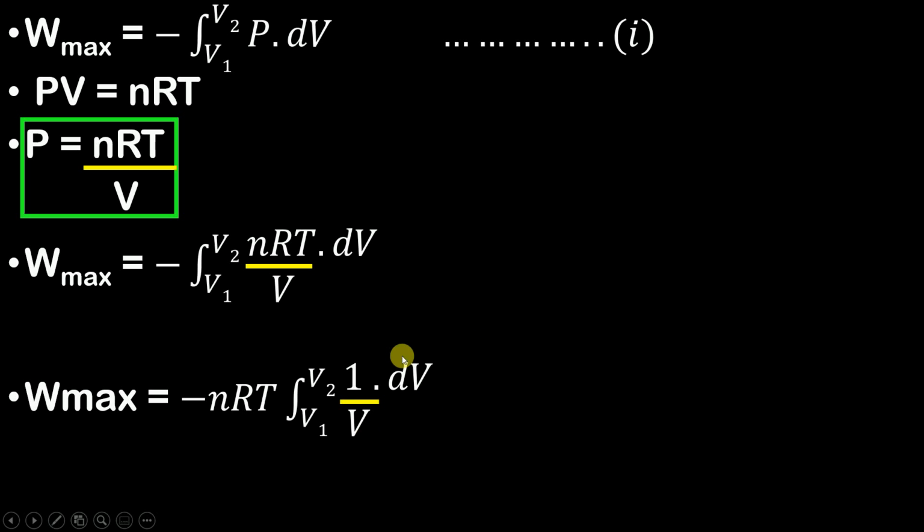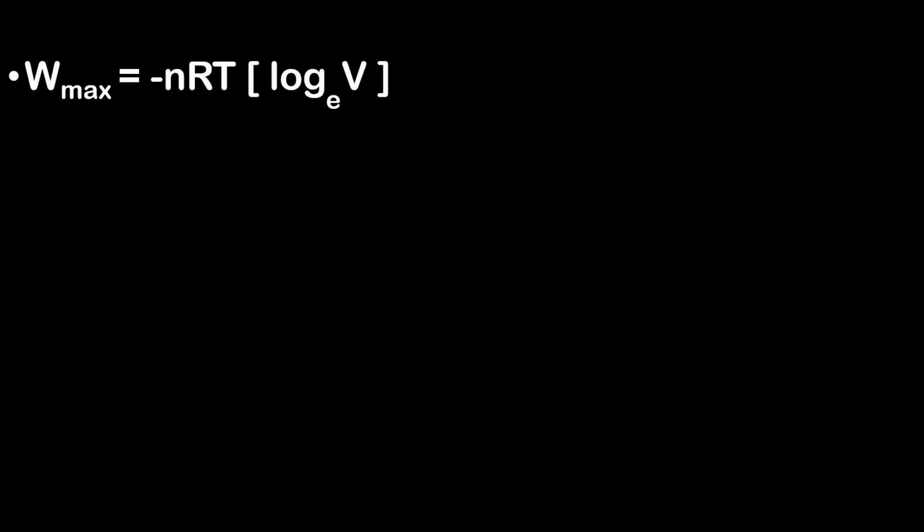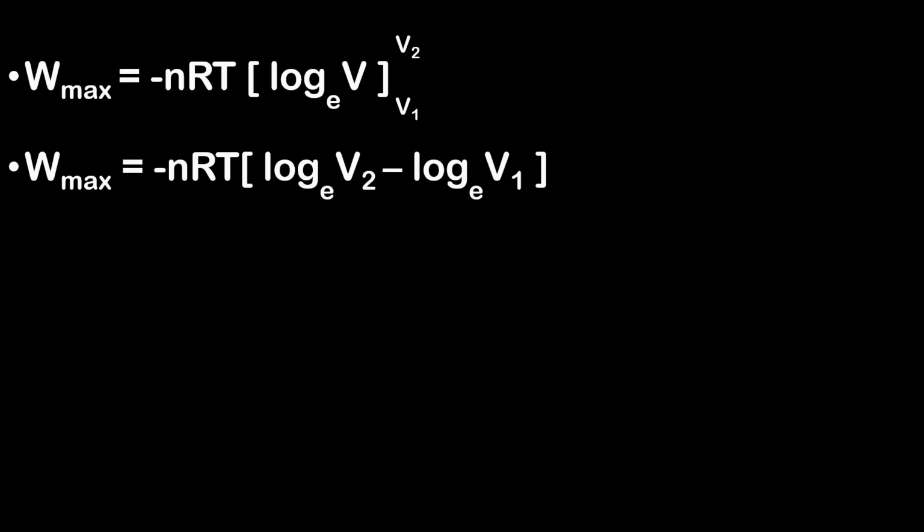What is the integration of 1 upon x? That is nothing but log of x. So similarly here, the integration of 1 upon V will be nothing but log of V. And this will be from V1 to V2. Do not forget to add the limits. Now here, instead of V, I will substitute V1 and V2. Since V2 is the upper limit, it will be log of V2 minus log of V1. This is the formula of maximum work that we get.